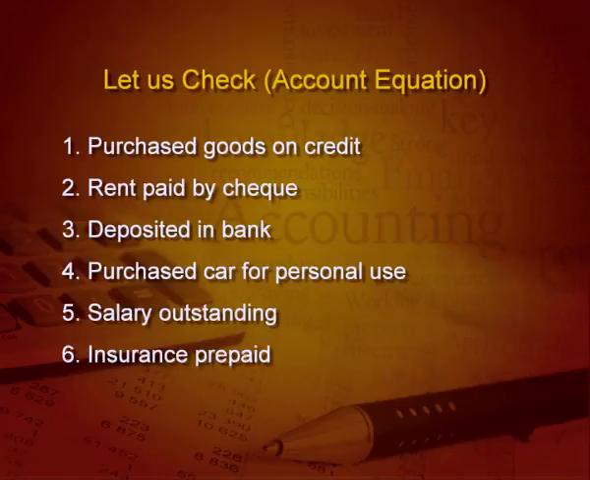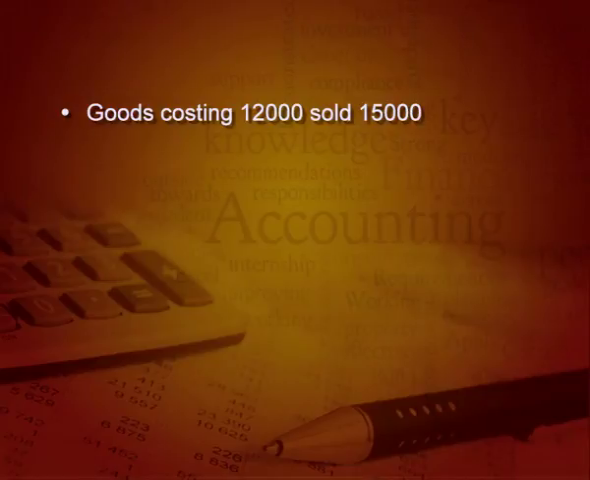Similarly, the next point, insurance prepaid. We have paid more insurance. Definitely cash is going out, but insurance prepaid means it is an asset for us. Next time we do not have to pay that much amount. So, one asset decreasing, that is cash, and one asset increasing, that is insurance prepaid, which will be other current assets, right.